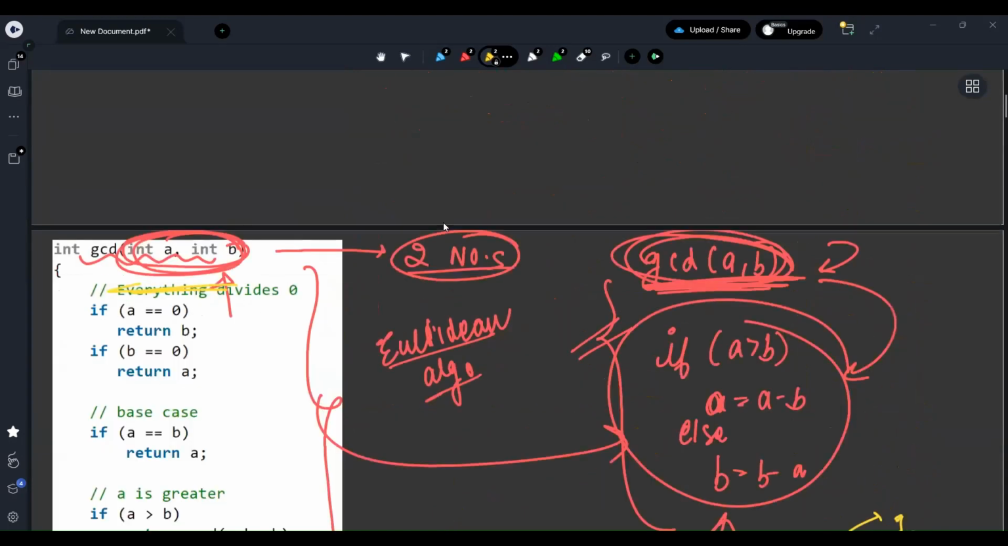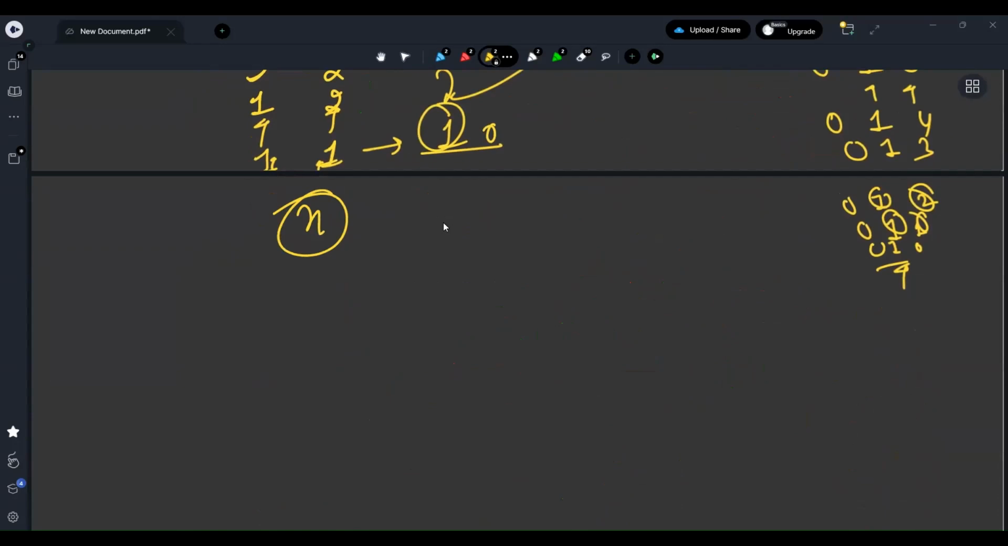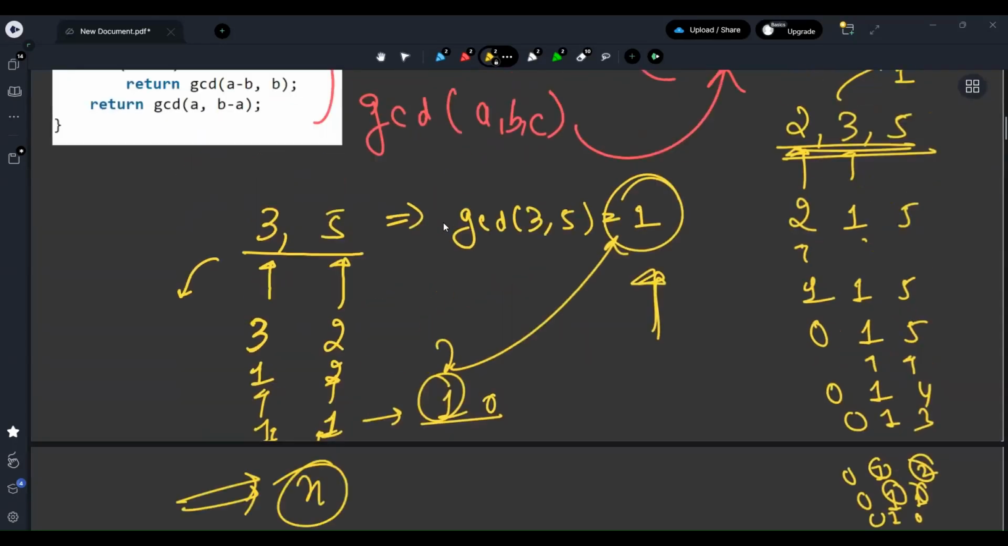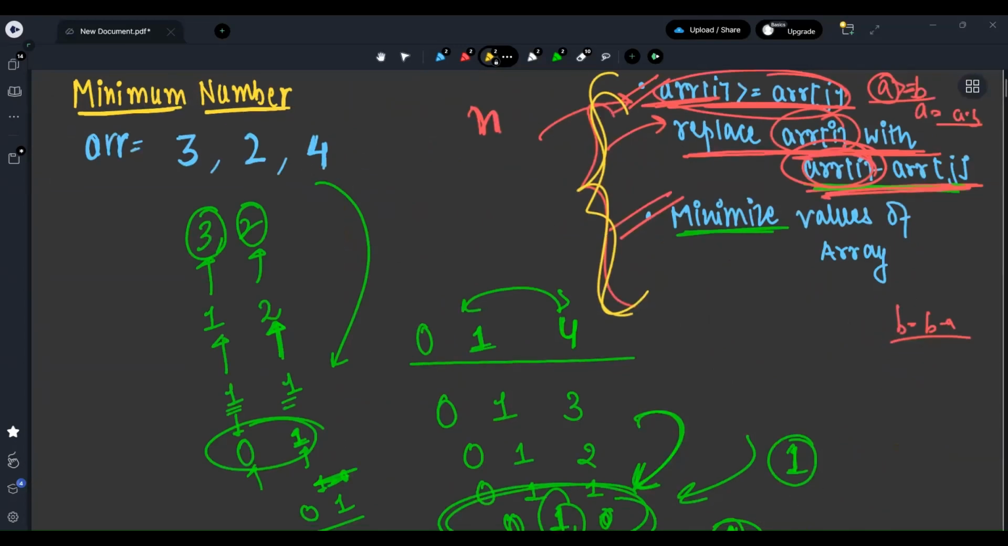So that means the question clearly boils down to finding the GCD of n numbers. If you find the GCD of all these n numbers, you got the answer. So let's try to code up the approach.